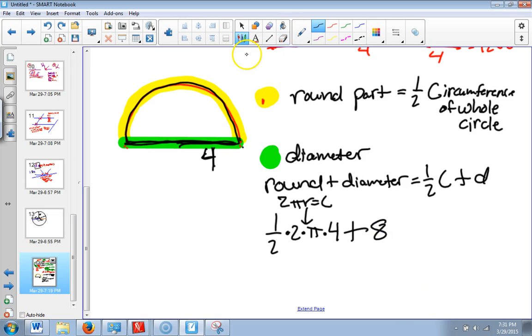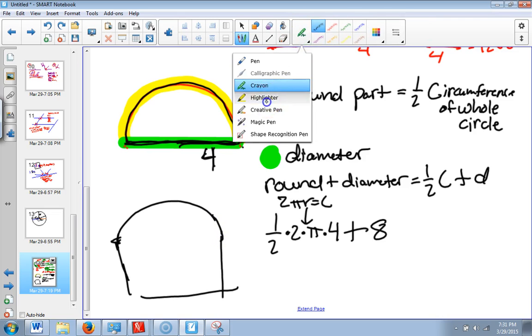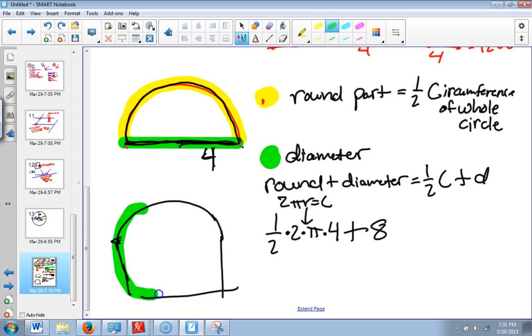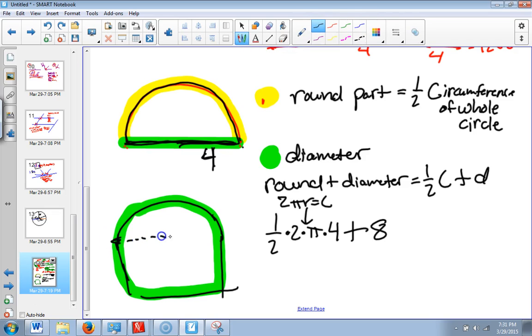Now let's say we put this semicircle on top of a square or something like that. Now we don't need to think about this diameter because it's not on the outside anymore. It's on the inside. We don't care about it when it's on the inside because it's not part of the perimeter. I'll highlight the perimeter of this thing here. The perimeter of this is right here. So we don't care about that diameter anymore. So make sure you're paying attention to what it's asking for.